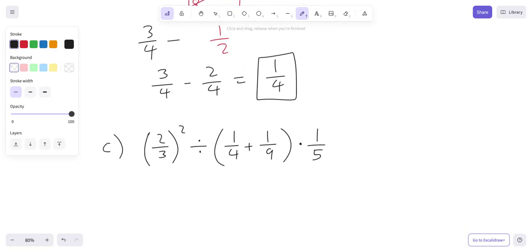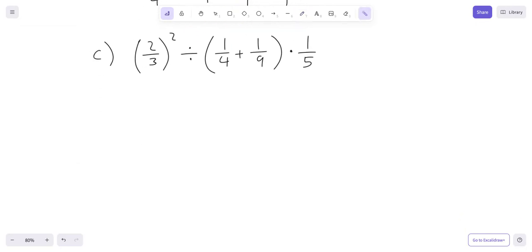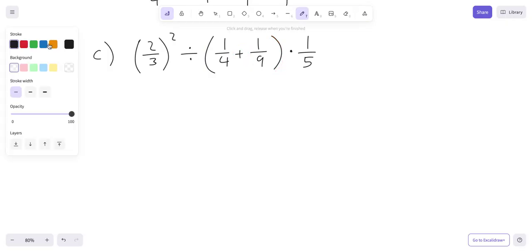All right, next problem. Here I have exponents, division, addition, and multiplication. Out of all of these, I'm going to do the addition first because it's in the parentheses. So with addition, I need common denominators. 4 and 9, that's going to be 36. 1 times 9 is 9. 1 times 4 is 4. 9 plus 4 is 13 out of 36.